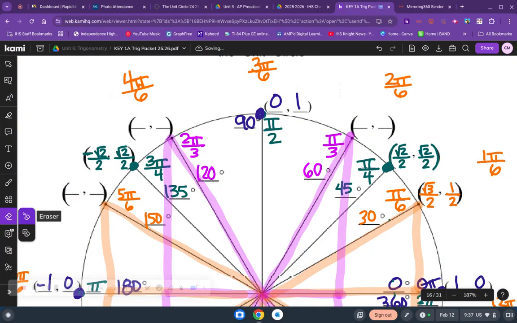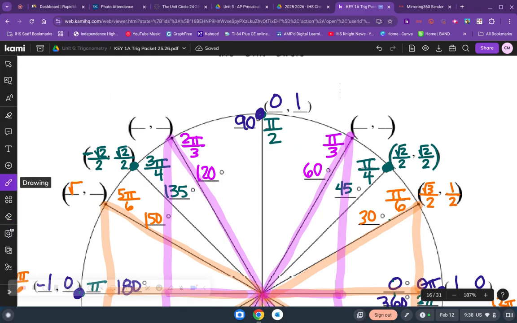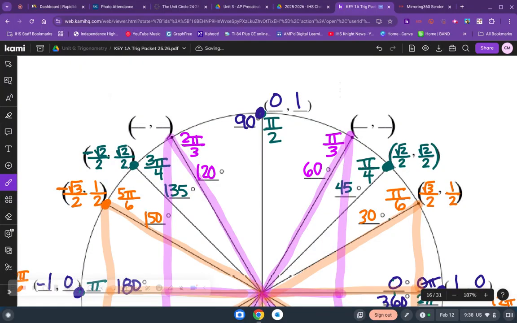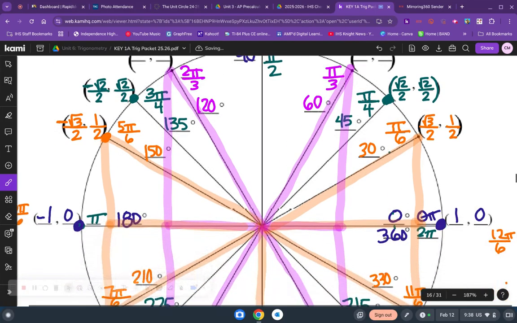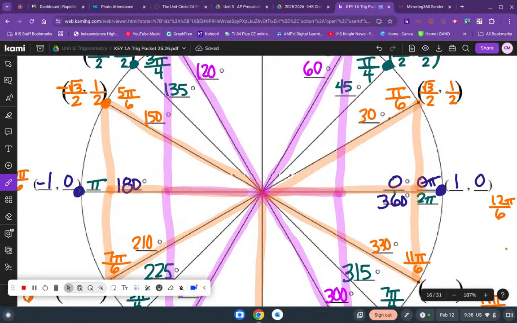Okay, so I'm going to take the root 3 over 2. I'm going to copy that coordinate over here at 5 pi over 6. So root 3 over 2 is the coordinate for the x, and 1/2 is the coordinate for the y. It's in quadrant 2, which means the x is negative, because to get to this point right here, I have to go to the left, so negative, and then up positive 1/2. So copy that same coordinate down here at 7 pi over 6.